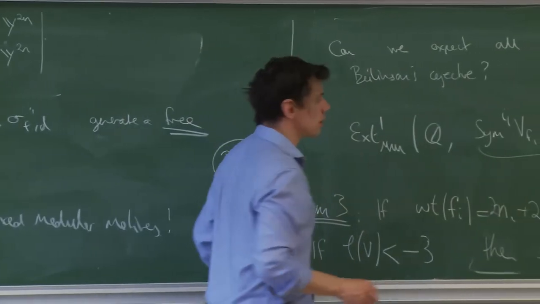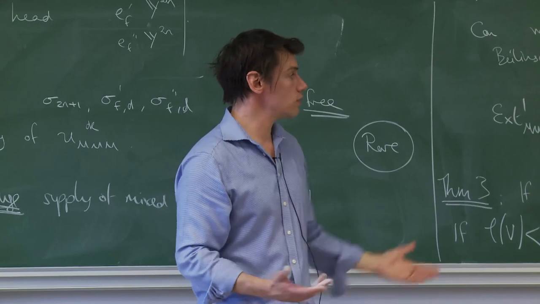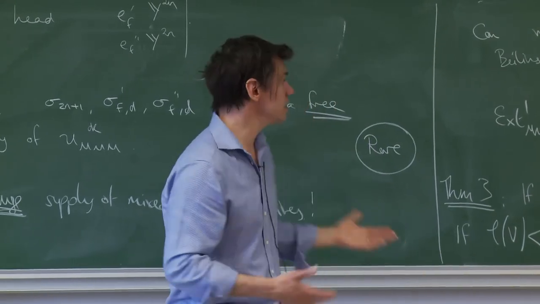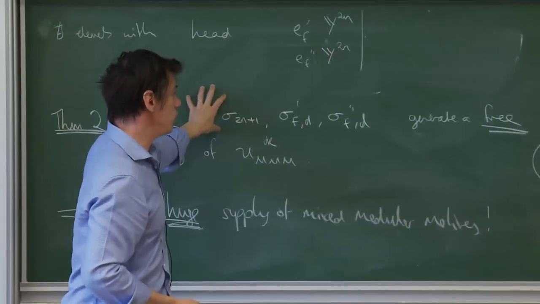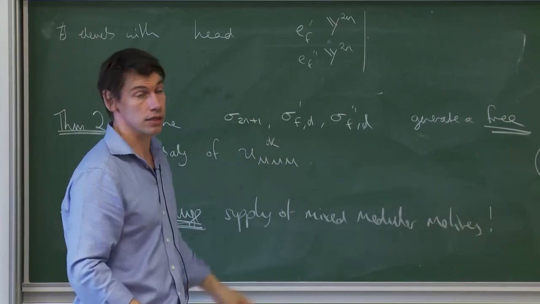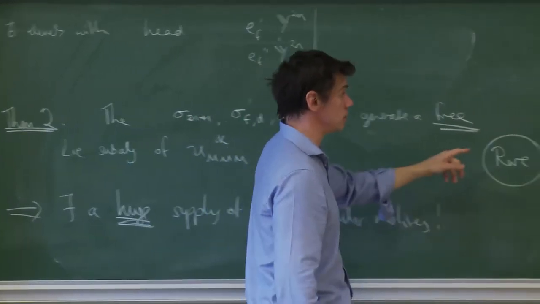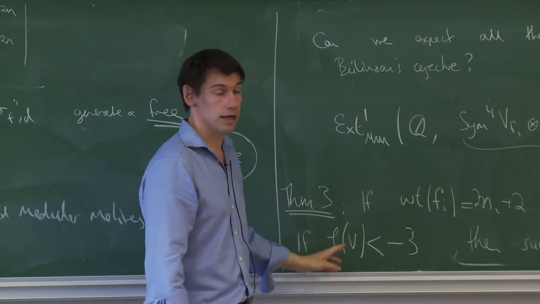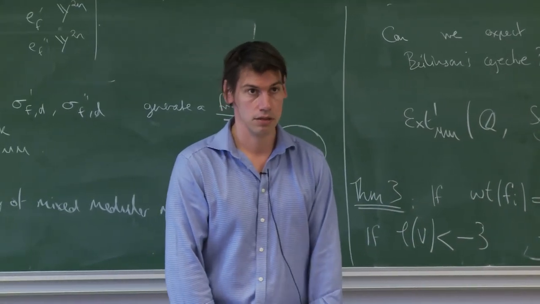So the questions I raised at the beginning of the lecture: does relative completion generate all mixed modular motives? Well, the answer is yes and no. Yes, in the sense that we have these types of freeness theorems that show that you get pretty much everything once you have the simple extensions. But not all the simple extensions seem to be there in the first place. And that's an absolute mystery and a good place to stop.